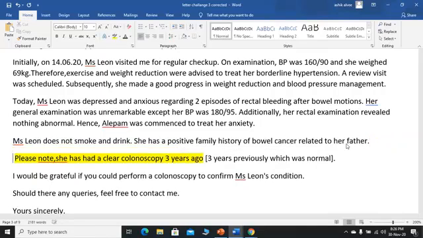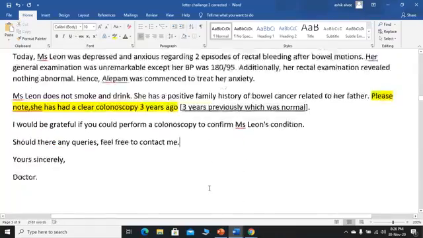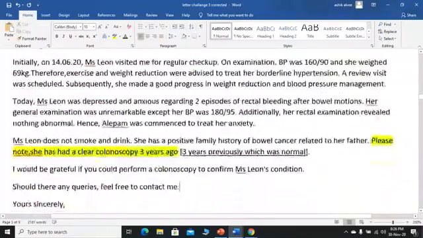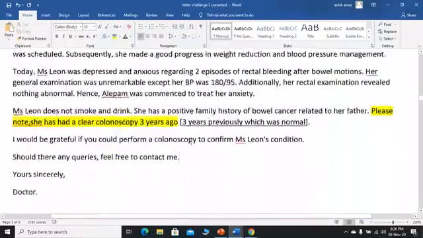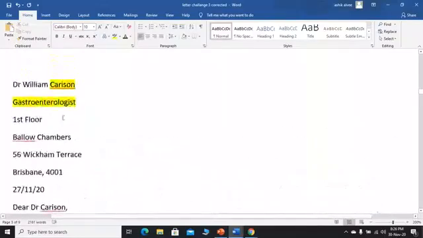Please note, she has had a clear colonoscopy 3 years ago. No, it should be 3 years previously, and it should be written like this: Please note, she had a colonoscopy 3 years previously, which was normal. This is the proper way of writing a formal letter. 3 years previously, which was normal. Okay, the rest of the letter is very good. This letter has very minimal mistakes. Very few mistakes have been made here, and ultimately this letter can have grade B. Although these are some major mistakes.